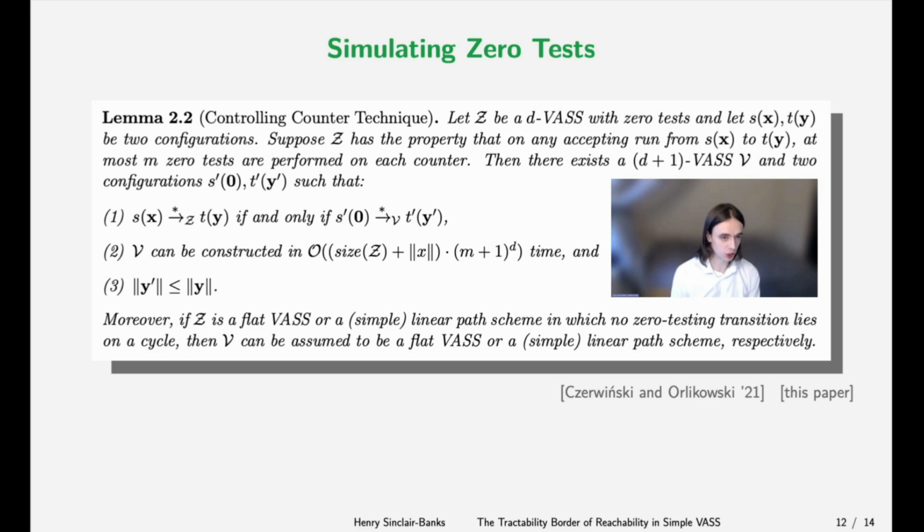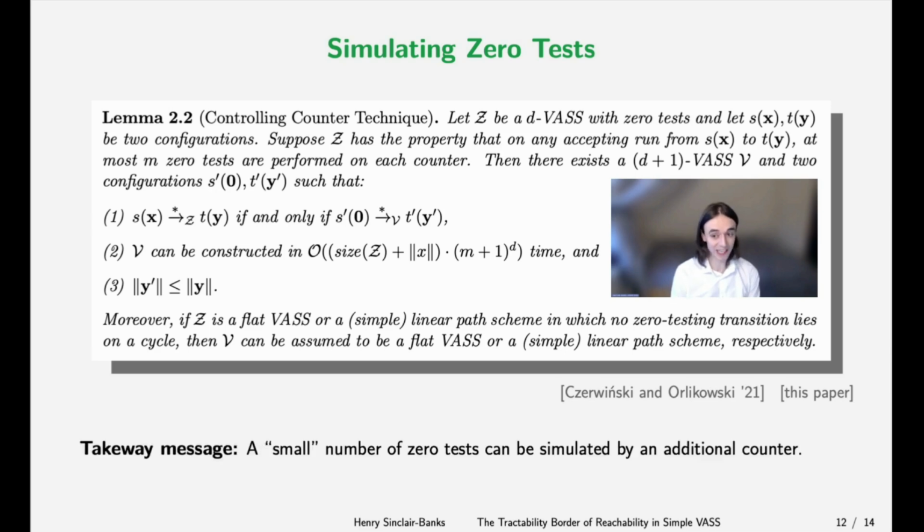tests. And the first point just says that, well, if reachability holds in the original, then reachability will hold in the new VAS, and that this VAS can be constructed in polynomial time with respect to the number of zero tests. That's the value m. And the final statement, the moreover part, just insists that we do maintain the structural restriction of flatness or simple linear path schemes. This statement and its proof is quite complicated, so I'd be more than happy to explain it in more detail. If you have any questions, please do ask me. But the main takeaway message of what I'm saying now for this presentation is that a quote-unquote small number, so like a polynomial number of zero tests, can be simulated by an additional counter.